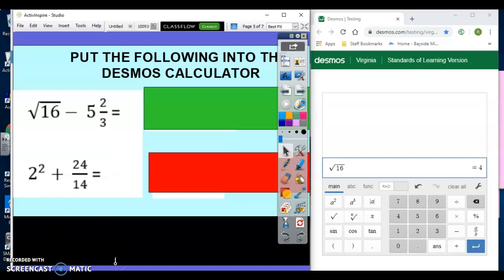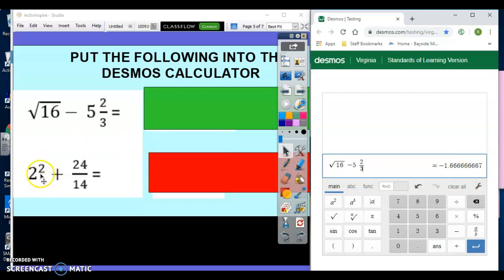All right, so when you type this in, make sure that you hit a space after the square root of 16. So use your arrow key to go over, or your space bar. So the space bar gives you a little bit of space, and then you're going to hit minus 5 and 2/3. So 2 divided by 3. And the answer should have been negative 1.66, all those 7s. The reason there's a 7 at the end is because they round that last number up.